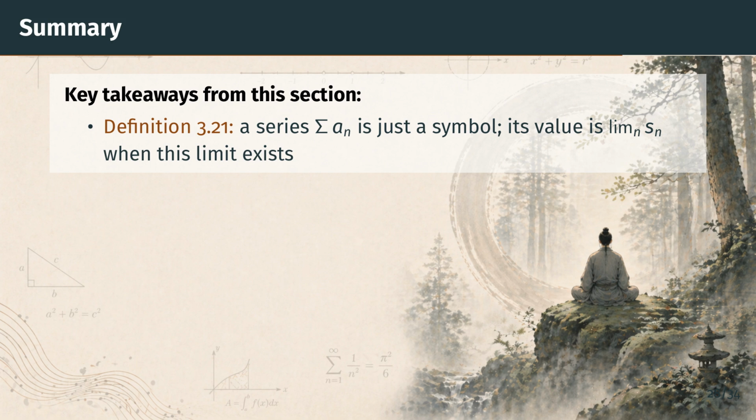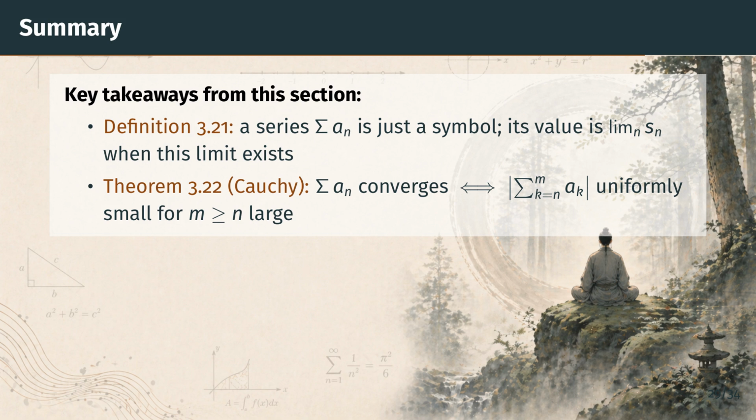Let us recap. Definition 3.1 is the foundation. An infinite series is, by definition, the limit of its sequence of partial sums. Convergence and divergence of the series are convergence and divergence of that sequence. The sum, when it exists, is a limit, not a finite addition. Theorem 3.22 is the Cauchy criterion for series, the direct translation of the Cauchy criterion for sequences.